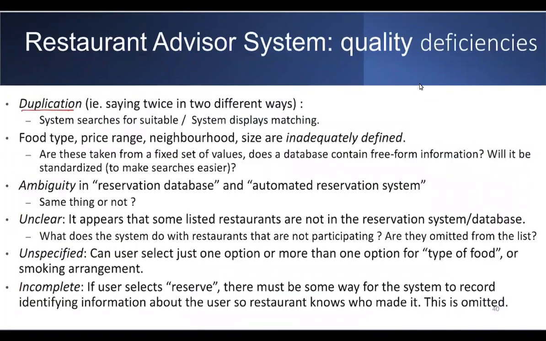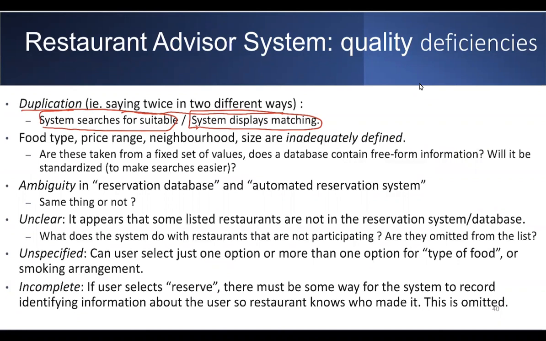We see a duplication problem. For example, if you review the statement again, you will see, what is duplication? It means that we are saying something twice in different ways. For example, if you look back to the statement about the functional requirements of the restaurant advisor system, you will see two statements. The first statement says the system searches for suitable restaurants, and then the system displays matching restaurants. So these two statements are saying the same concept, except they are mentioned in two different ways. So we say we have duplication. So duplication means not a high quality requirement.